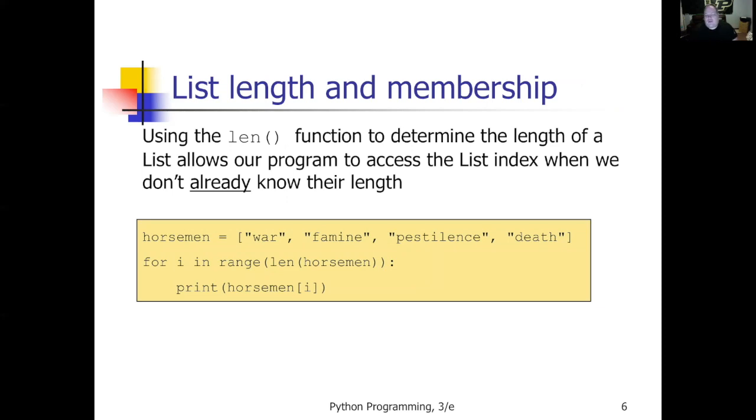So using the length function, we can determine the length of a list or any other sequence, string, list, tuple, which we'll talk about briefly in a little bit, to allow our program to access those indexes when we don't already know their length. What if we don't know how long the list is? Well, for i in range, length of horseman is 4. So range of 4 is going to give me 0, 1, 2, and 3. If I add more elements to this list, I can run the exact same program and it'll print them out one at a time. It doesn't matter how long it is. We're telling Python, get the length of the list and loop that many times.